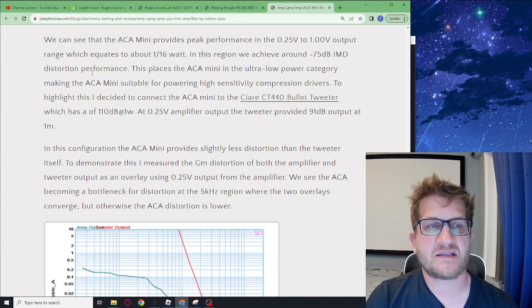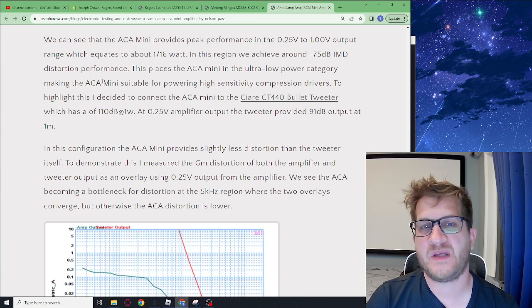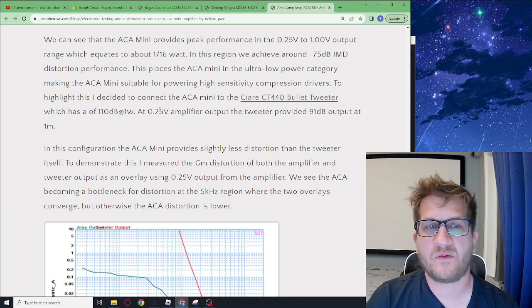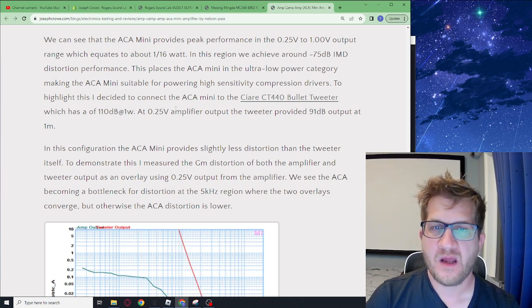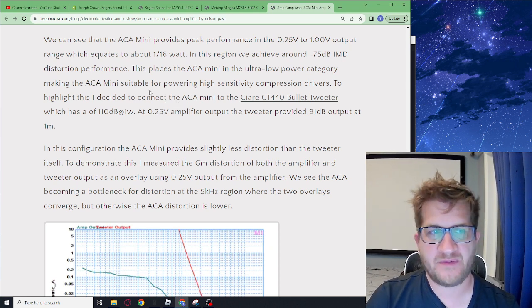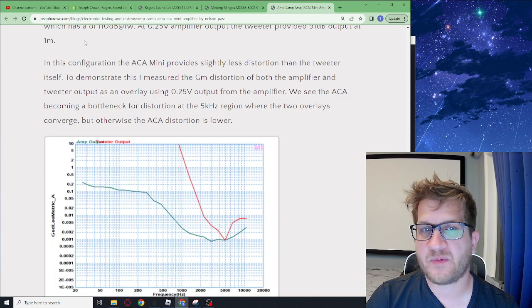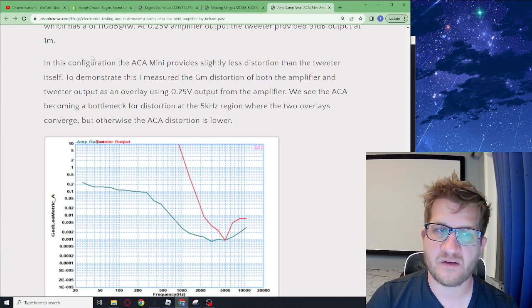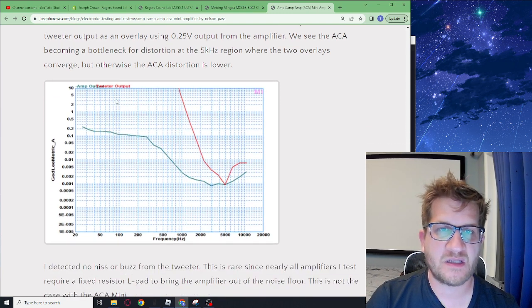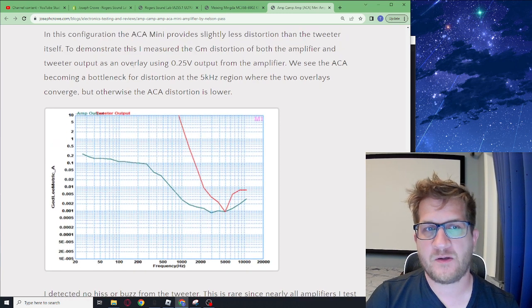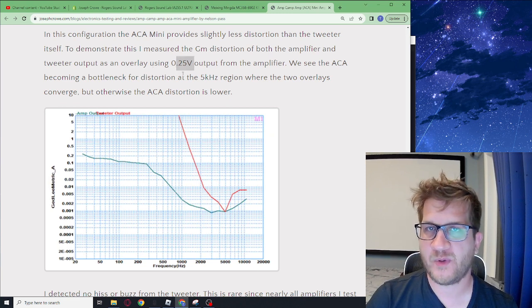So to highlight this, I decided to connect the ACA Mini to the Sierre CT440 bullet tweeter, which has 110 dB sensitivity at 1 watt. So at a quarter volt output at the amplifier, the tweeter provided 91 dB of output at 1 meter. In this configuration, the ACA Mini provides slightly less distortion than the tweeter itself. So to demonstrate this, I measured the GM distortion of both the amplifier and the tweeter output as an overlay using the quarter volt output from the amplifier.